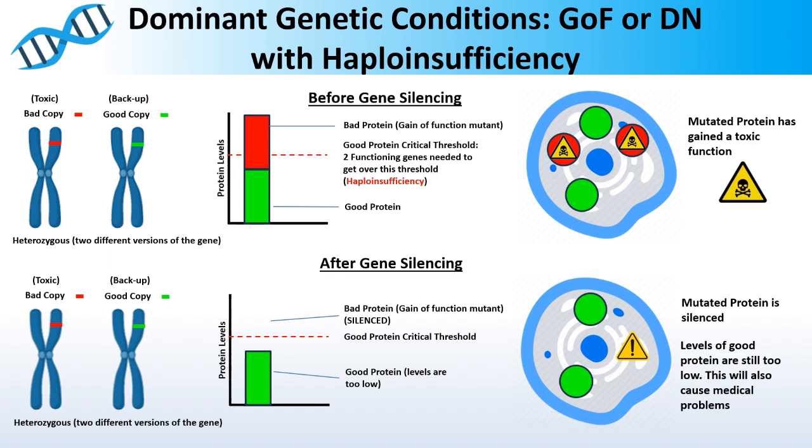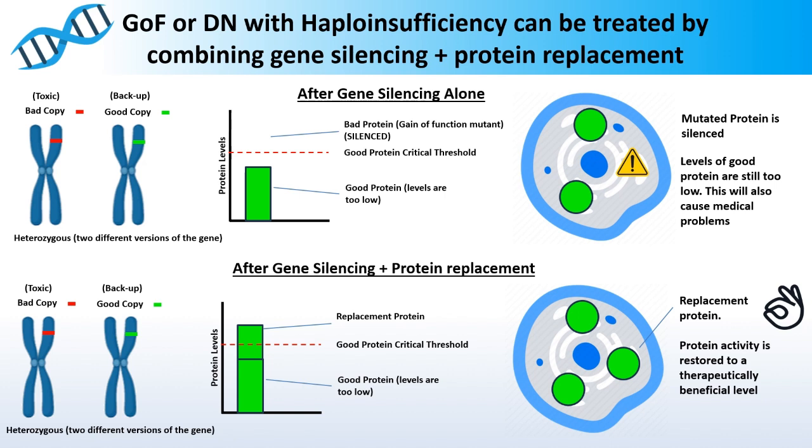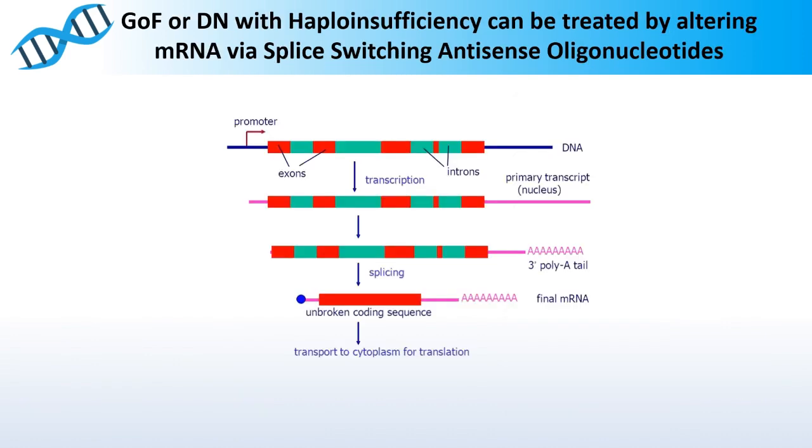So, in these situations, it may be best to combine gene silencing with gene replacement. So, after silencing, then protein activity is restored in a therapeutically beneficial manner. But this involves using two therapeutic molecules. So, as an alternative, rather than silencing a gene, in some cases it may actually be possible to use a single molecule to convert a harmful gene into a less harmful and somewhat functional version. And through this approach, you might be able to compensate for this haploinsufficiency.